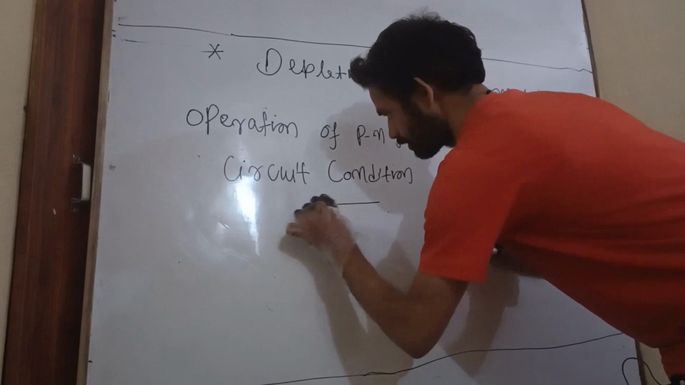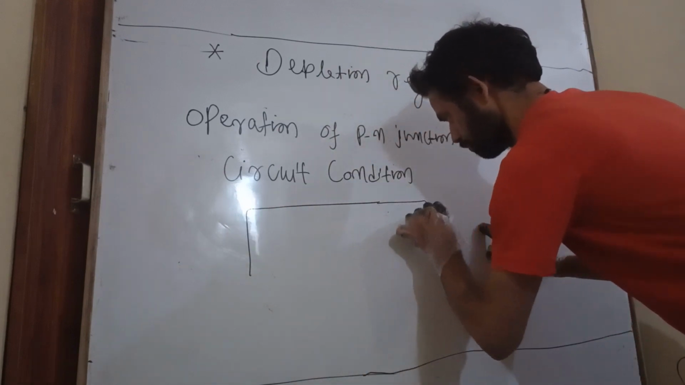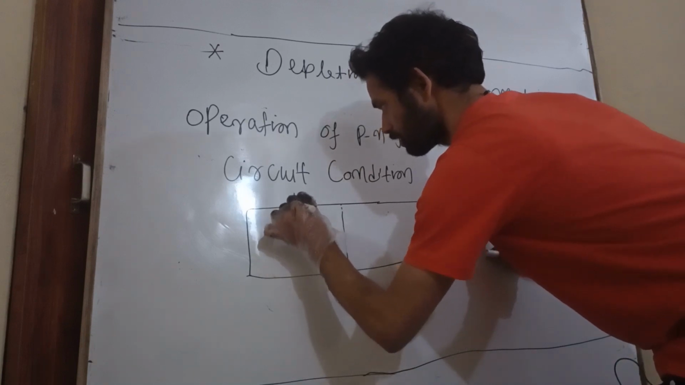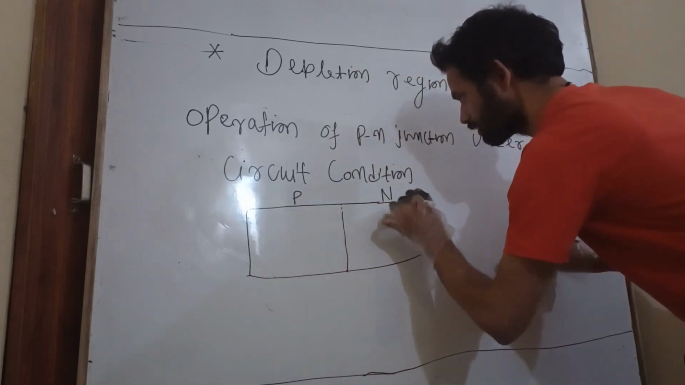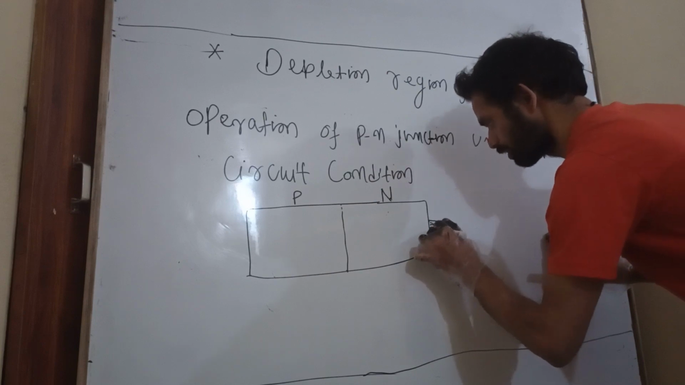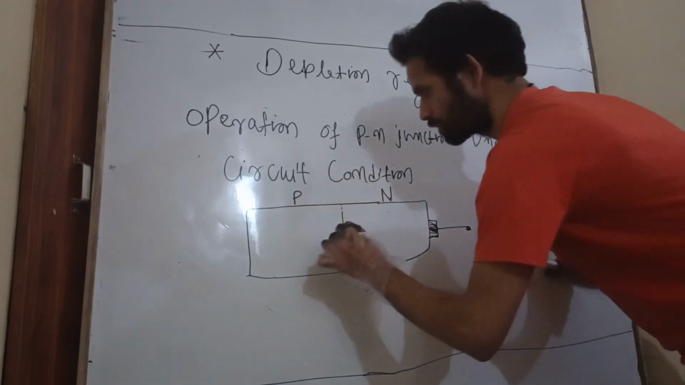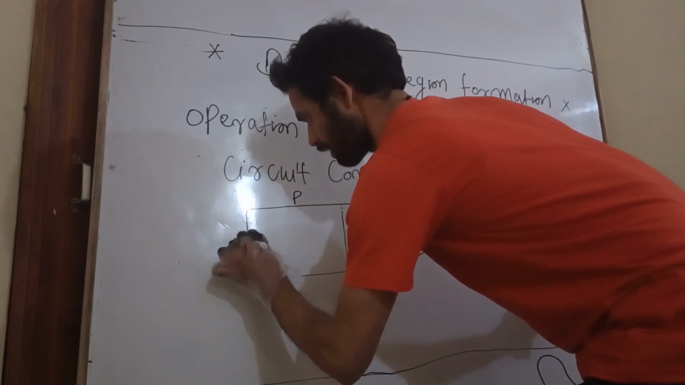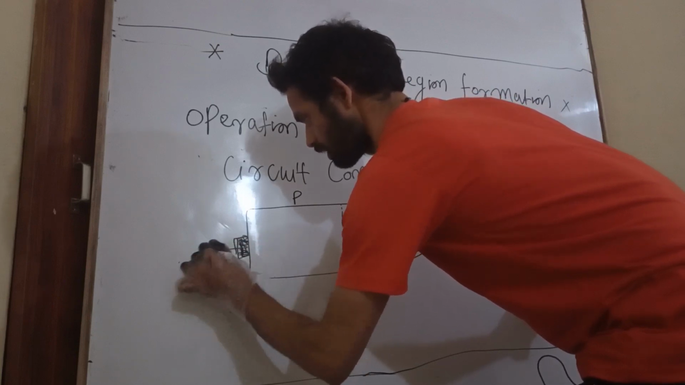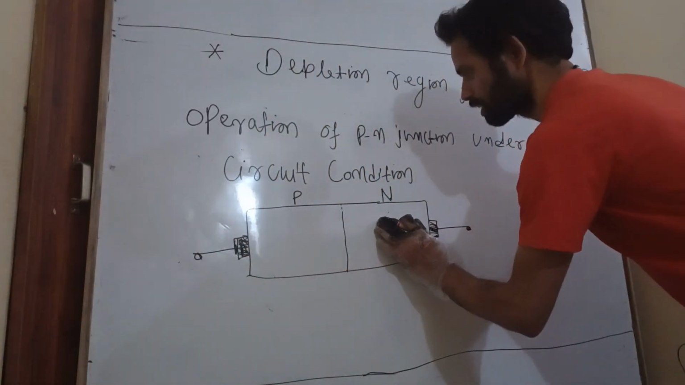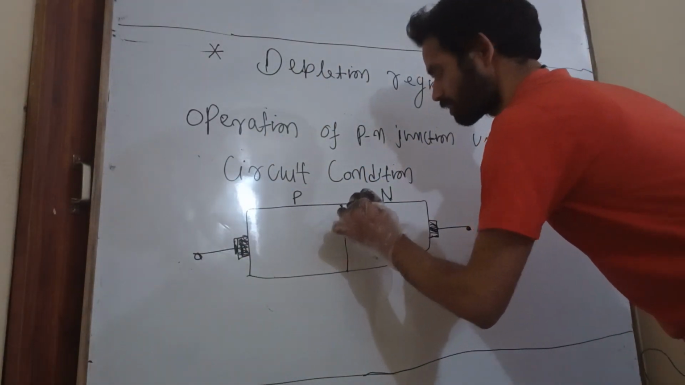See here, this is my PN junction. This is my P region, and this is my N region. This is my metal contact, through which this is my wire, which is open-ended. Both wires are open-ended, nothing is connected through these wires.